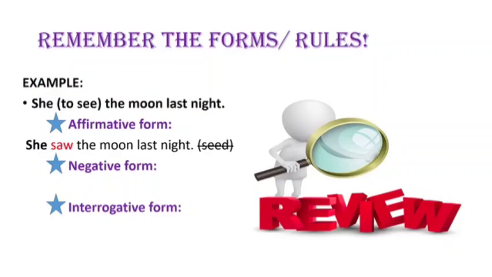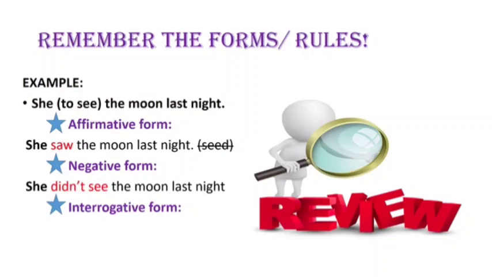To see, the simple past is saw. So in the affirmative form, she saw the moon last night. Remember the negative form? It stays the same. What did we use in negative form in simple past? We used the verb that you had in the first part of the video, the verb to do. What is the negative of the verb to do in simple past? Yes, didn't. So, she didn't see.